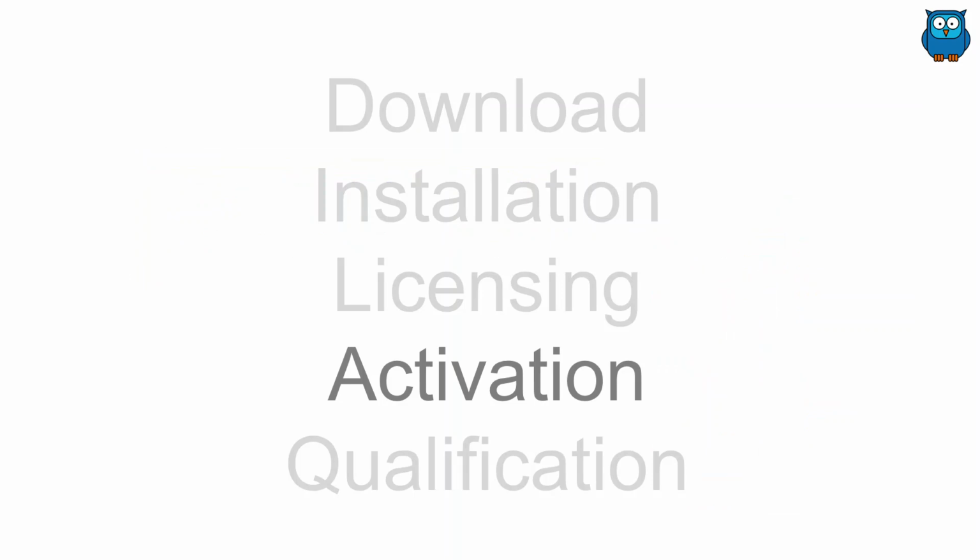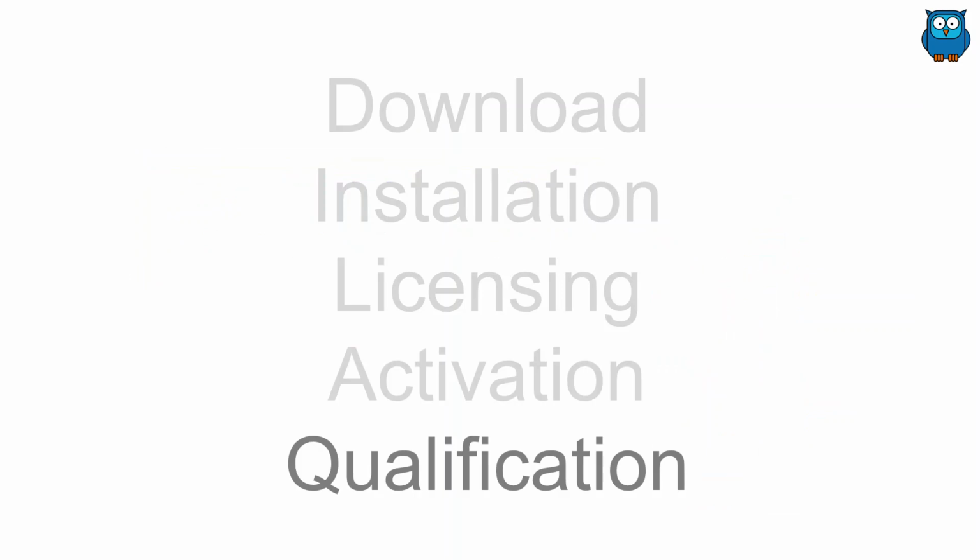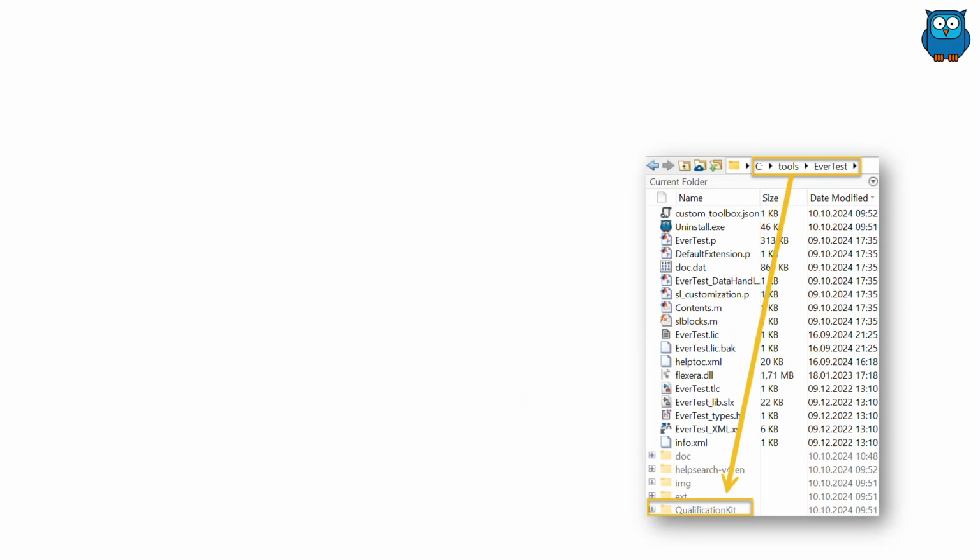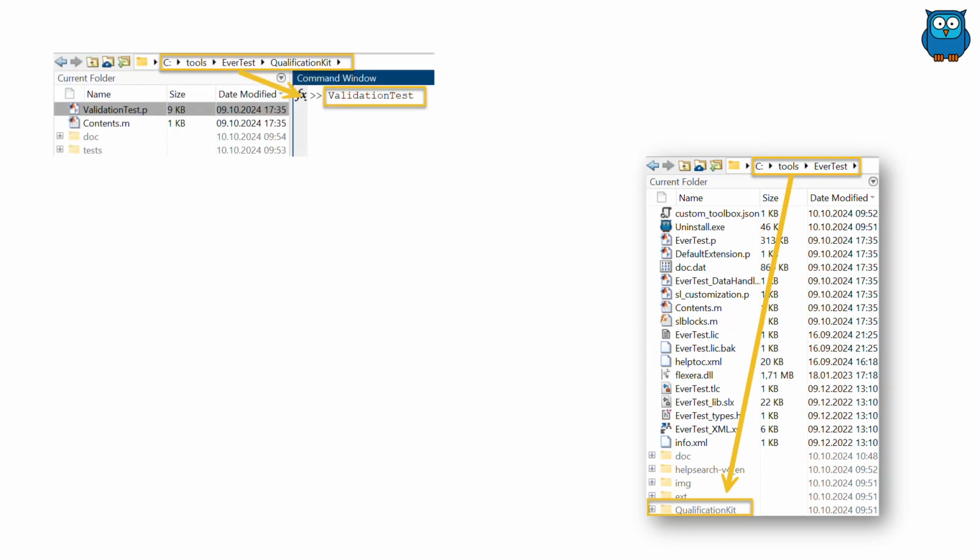After activation of the license file, you can run the validation test in the pre-installed qualification folder. This step is necessary for safety-critical projects. Please change to the Qualification Kit folder in the EverTest installation directory and run the validation test script.